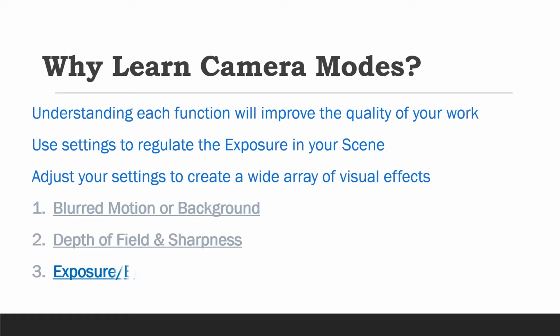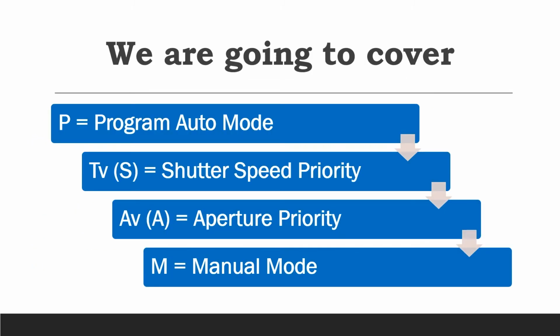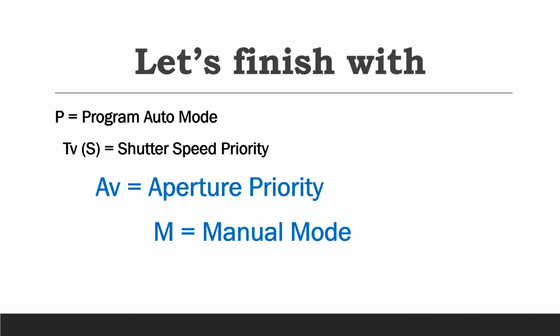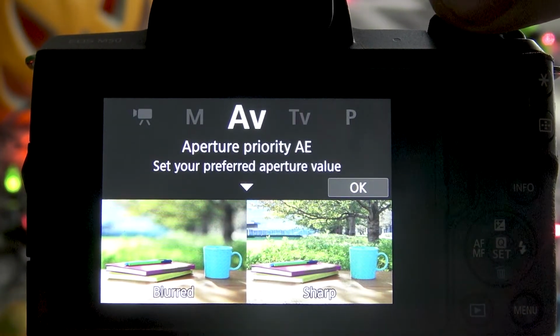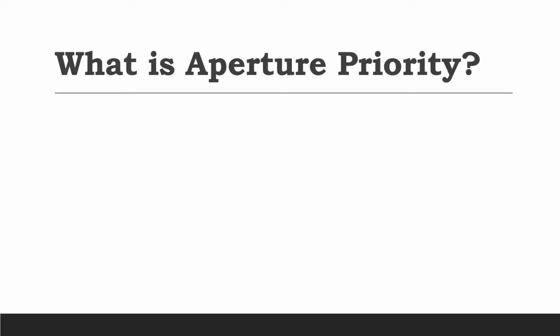Now, you will also need to know how to manipulate your camera settings in order to optimize your exposure and brightness. So we've been covering the main camera modes: program mode, shutter speed priority, aperture priority, manual mode. We already talked about the first two modes in the previous lessons, so let's go ahead and focus on aperture and manual mode today. So right now, go ahead and spin your camera dial to A and let's talk about that. So what is aperture priority?